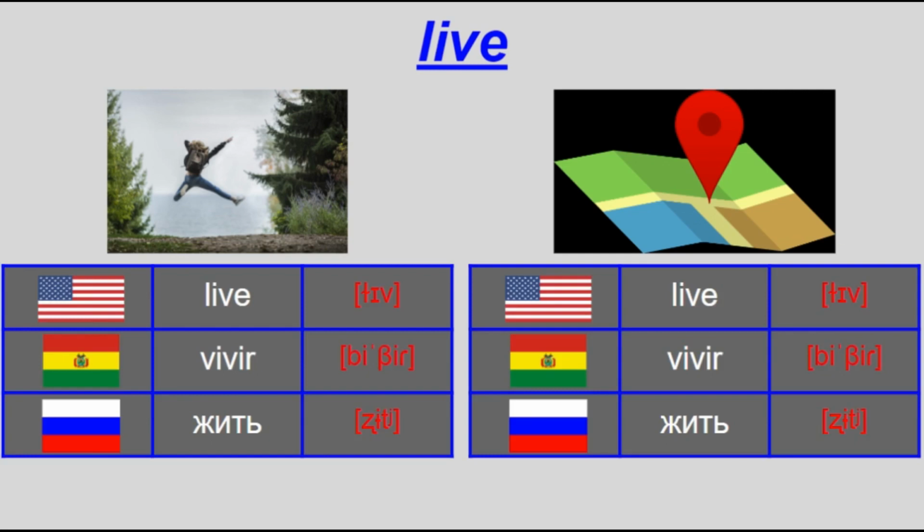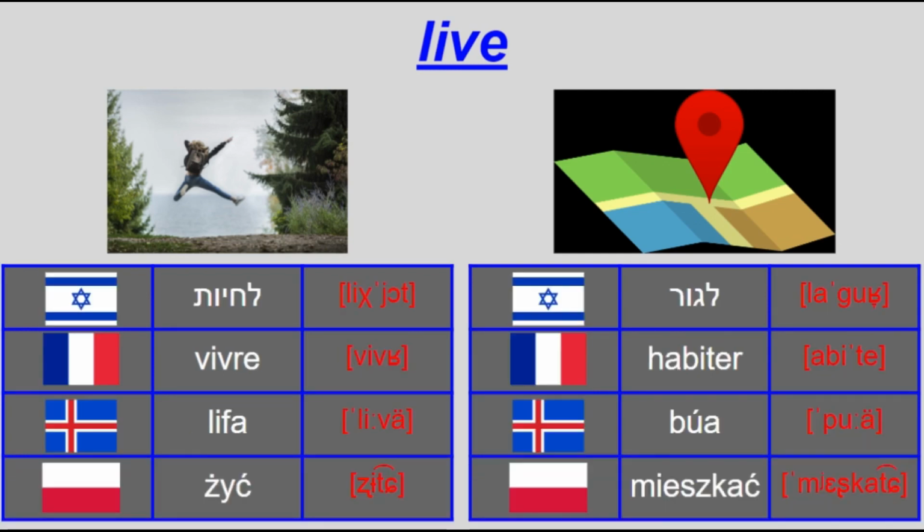But most of the other languages I've studied do have different words for the two concepts, like how Hebrew has lichot for the experience, but lagul for location. Other examples are French vivre versus habiter, Icelandic liva versus bua, and Polish żyć versus mieszkać. Here are the rest of them.